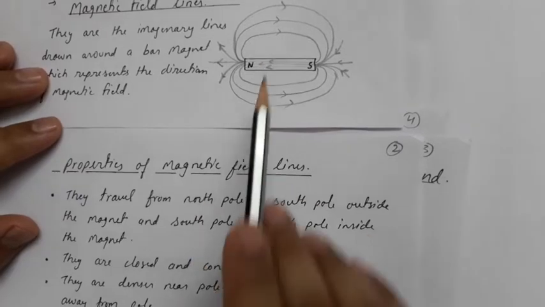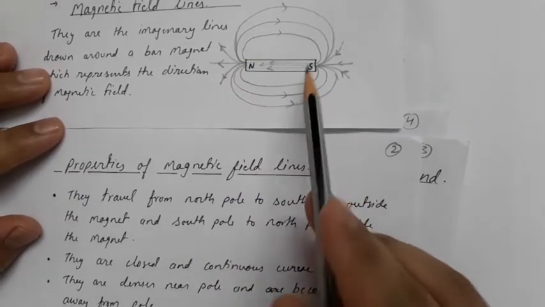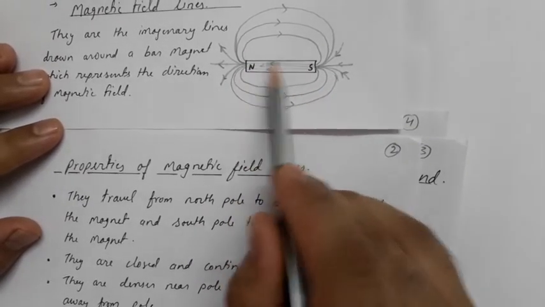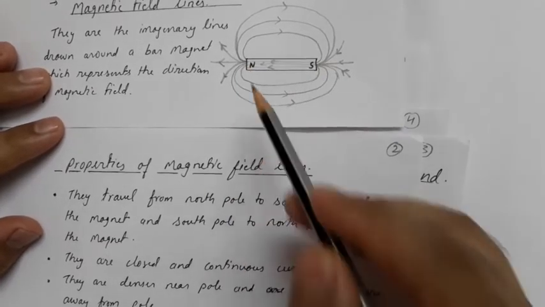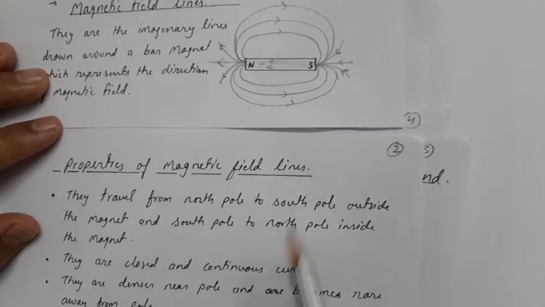Second property is, they are closed and continuous curves. यहाँ से स्टार्ट होंगे तो ये यहीं पर खत्म होंगे, which means they are forming a closed and continuous curve. Third point, they are denser near a pole.